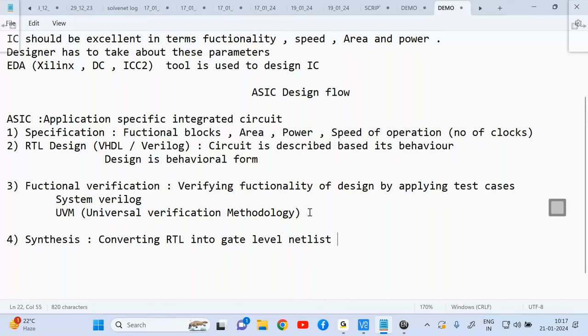Right. Now you tell me. I am converting this RTL to gate level, right? Who is going to give me this gate level information? And what gates do I have to use to convert RTL into gate level? What are the gates I can use? Whether I can use an AND gate, whether I can use a MUX, whether I can use a flip-flop. What gates do I have to use to convert RTL into gate level? Who is going to give that information?